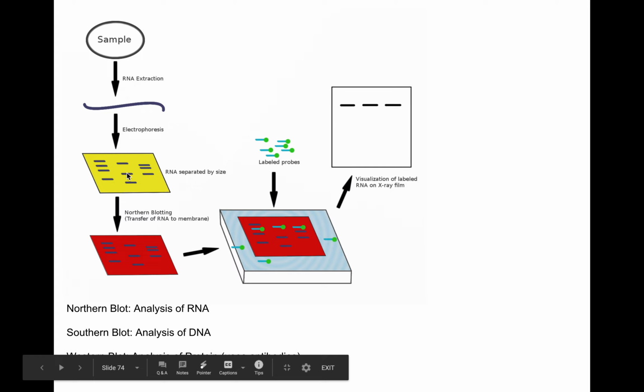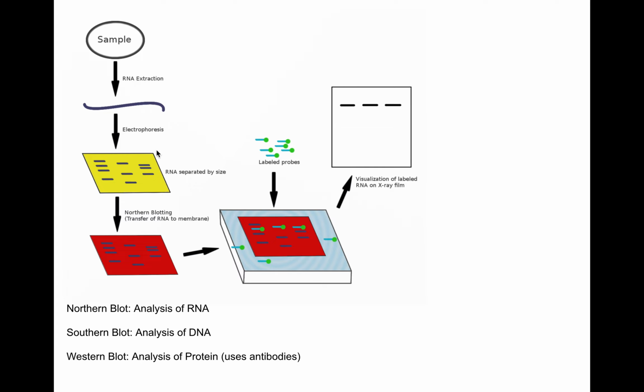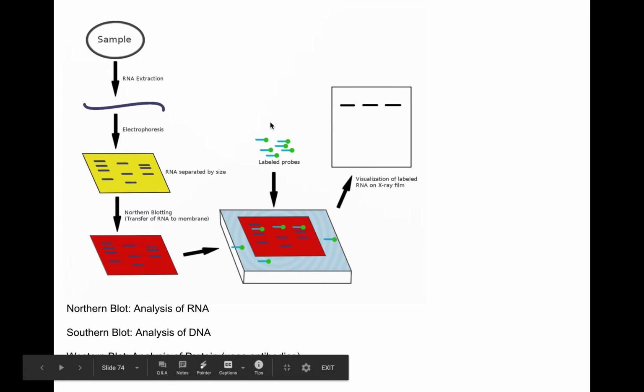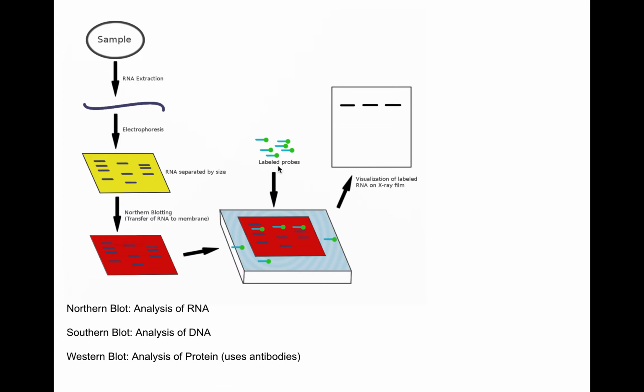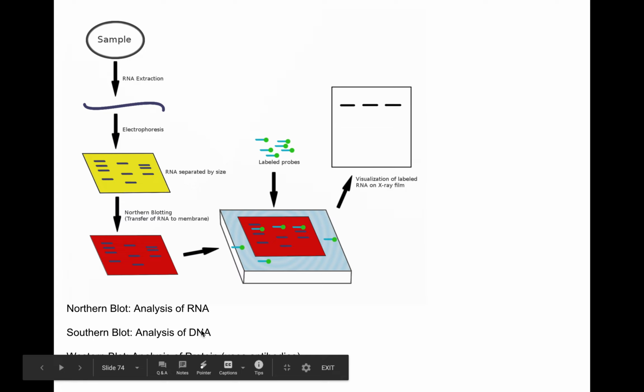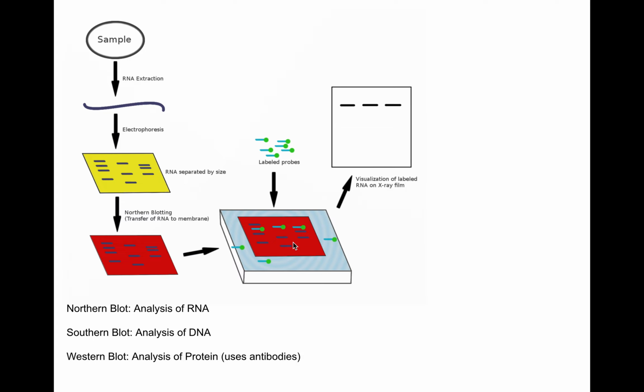Southern blot is basically the same thing, except instead of running RNA, you're running genomic DNA. All right, so that's southern blot. You can still probe with labeled probes for your gene of interest. The northern blot will tell you if the RNA is being made for your specific gene. The southern blot will tell you if the DNA is present in the genome. It does not tell you anything about whether it's being transcribed or translated at the time.